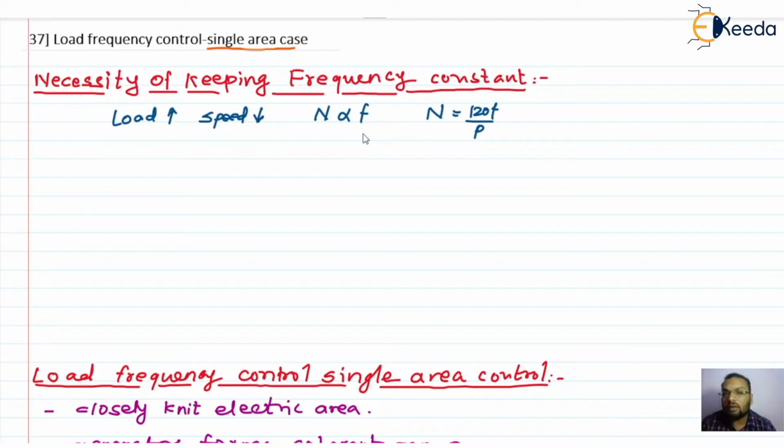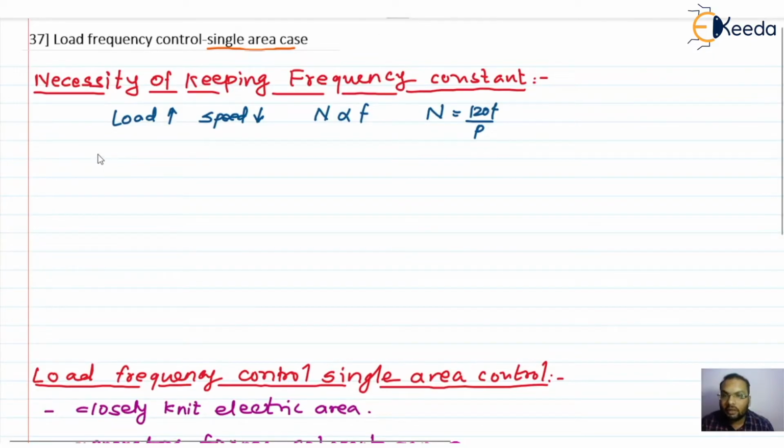The opposite is also possible. When the load decreases, speed goes up, and as the speed increases, frequency will increase. But practically, it is not desirable to have a variable frequency. We need to maintain the frequency as constant. There are some factors that will be affected if we don't maintain the frequency as constant. We'll discuss those factors one by one.